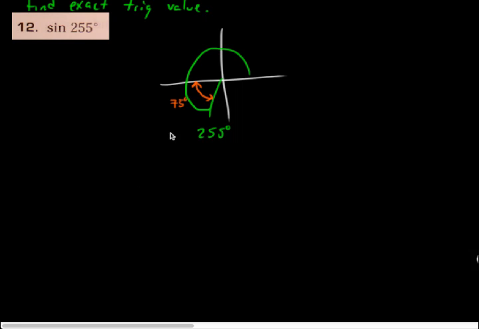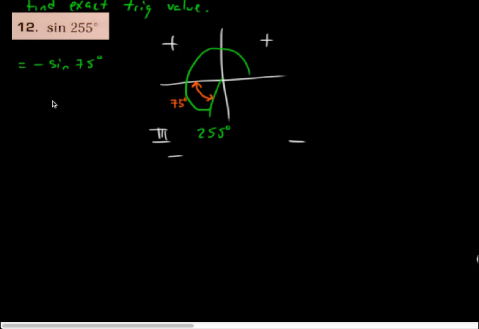The other thing I have to take into account is that this is the third quadrant, and when I rewrite this as the sine of a 75 degree angle, I have to take into account that sine is positive in the first and second quadrant, but it's negative in the third quadrant. So this is the same as the negative sine of 75 degrees.